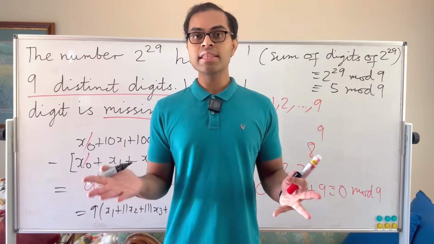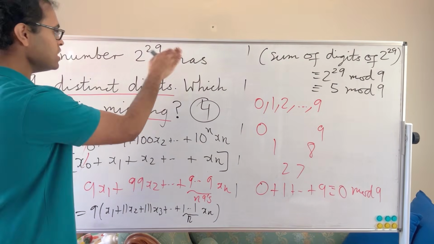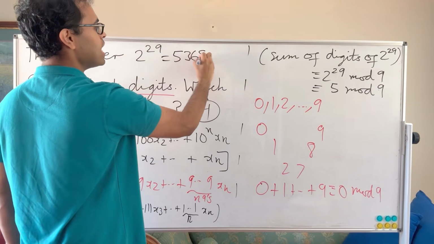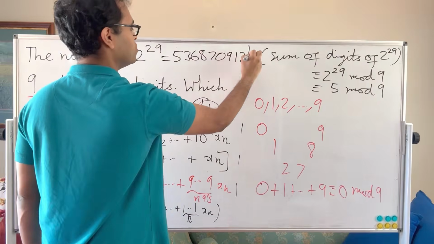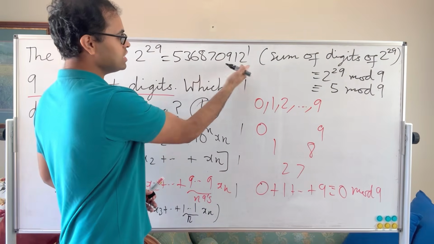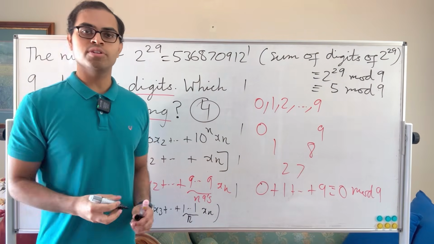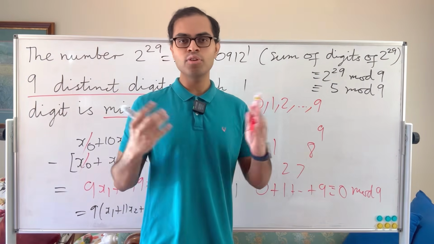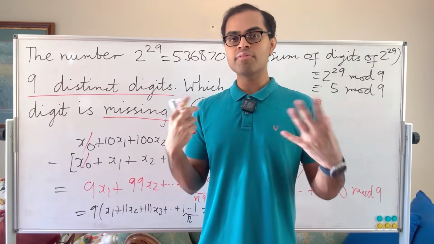And you can actually find the number. What is 2 power 29 equal to? It's equal to 536870912. So that's so cool, and you can actually literally see that 4 is the only missing digit from 0 through 9. But this problem did it without a calculator. No calculators allowed, and it's just so beautiful. And it's a beautiful application of number theoretic ideas.